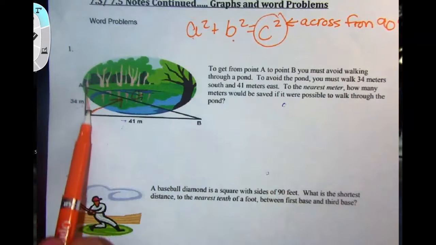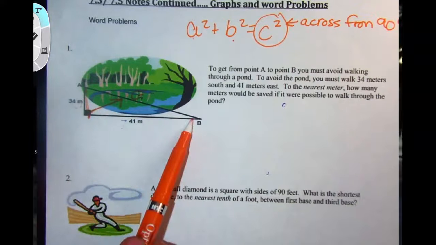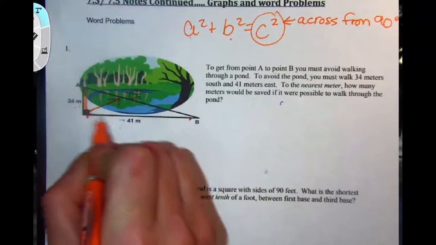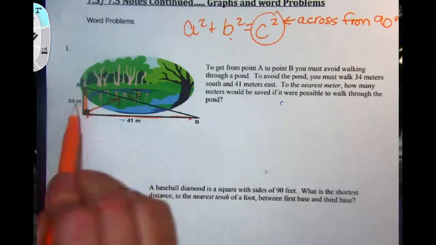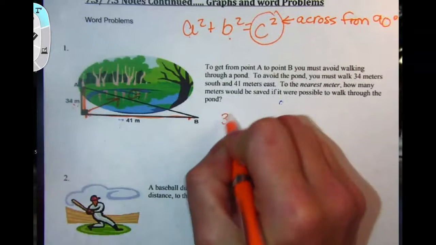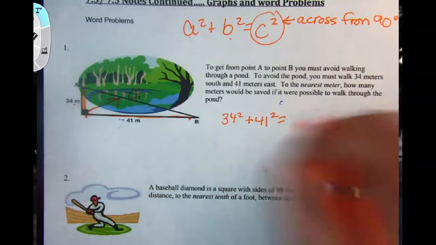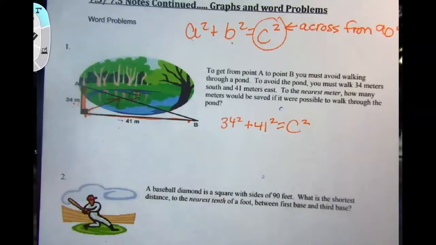So we walked 34 south, and then you walk 40 east, right? That's how they got the two sides of the triangle. They just drew it for you. So they're showing you how to do it. Okay, and then it says to the nearest meter, how many meters would we save if it was possible to walk through the pond? So we know we have two sides. So 34 squared plus 41 squared equals, we're going to see what that missing question mark is.